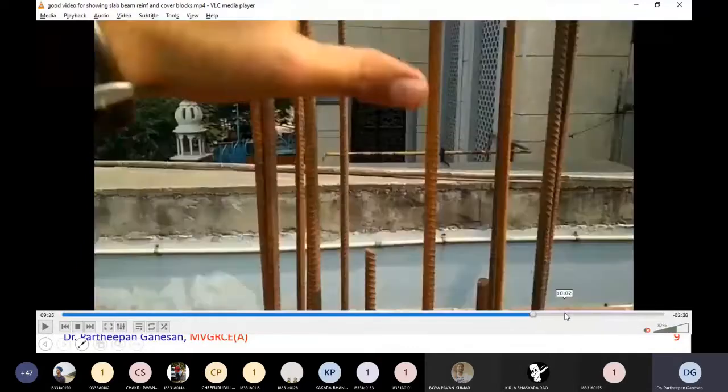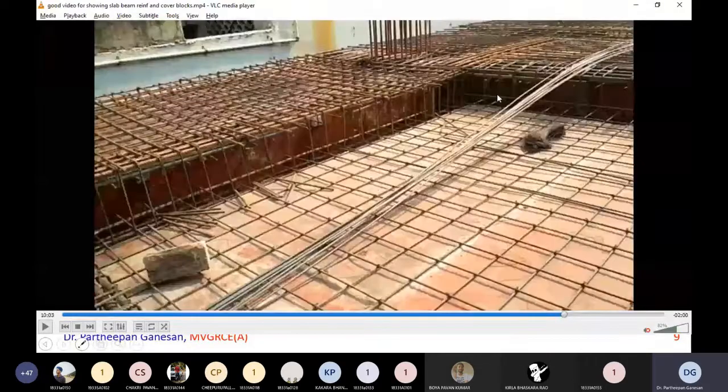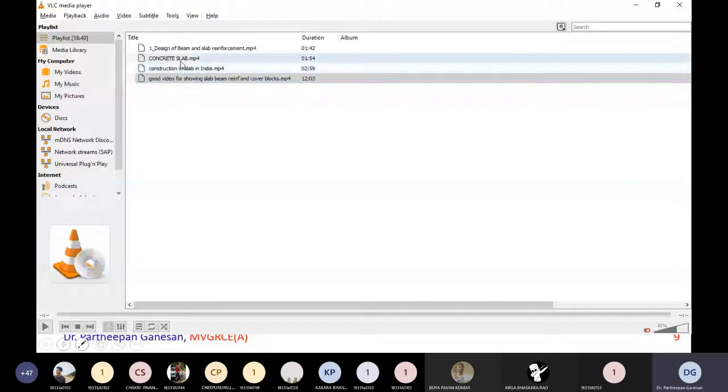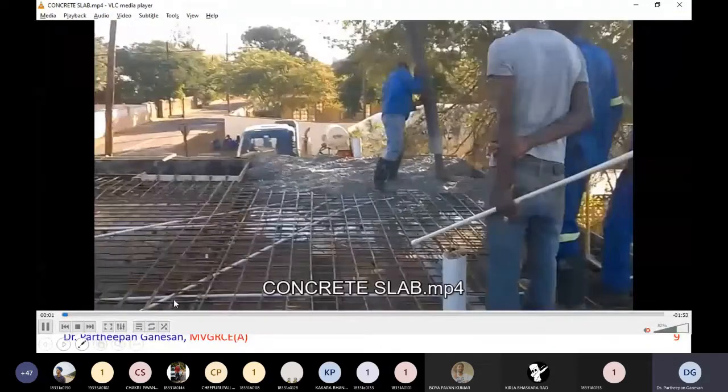This is the bottom. You can see here, at the bottom, there is a cover block. These are all cover blocks. For a required cover of 20 mm, the cover block will have a thickness of 20 mm. On top of the cover block you have stirrups, and on top of the stirrups you have the main reinforcement. This is how you have the beam reinforcement, slab reinforcement, everything. Now, how do you do the construction of the slab? See here, this is a beam.